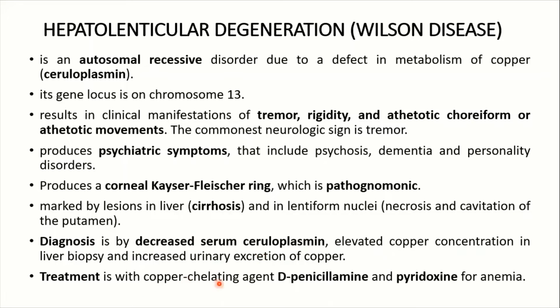It is with copper chelating agent, D-penicillamine, and pyridoxine for anemia, right? So two drugs are involved. D-penicillamine, which is a copper chelating agent, chelates the copper, and also pyridoxine, which is given for treating the anemia.